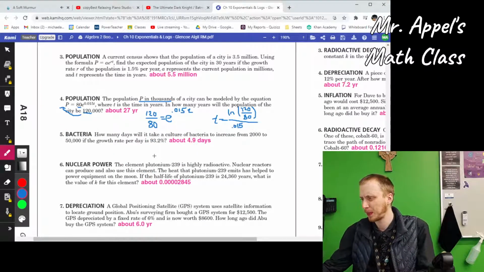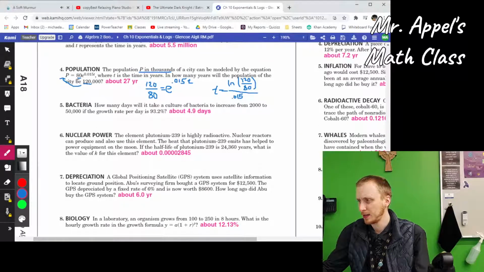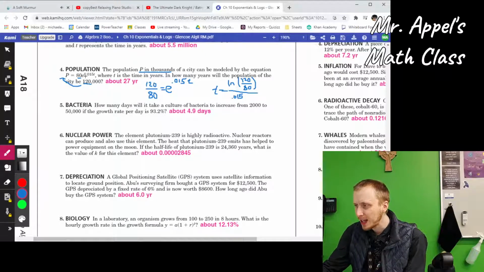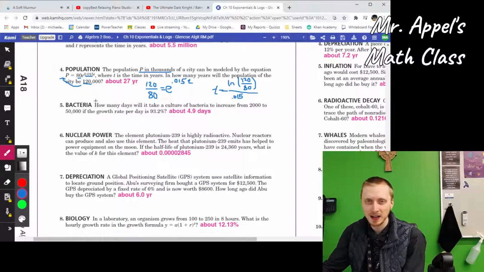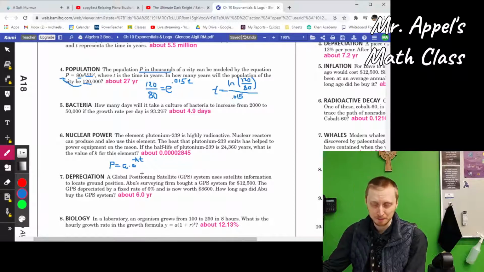So we're going to use this equation up here. We're solving for K. This 0.015 was our K, right? So we have P equals A times E to the KT. That's growth. This is decay. It is depleting, so it's negative KT.